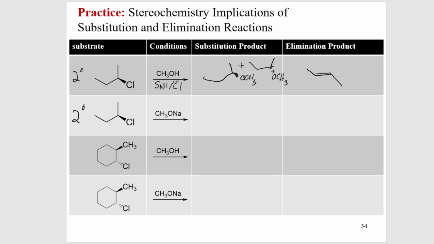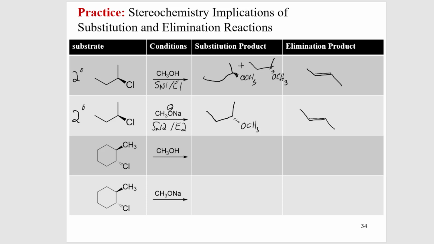In the second case, I have a secondary chloride. The conditions given are sodium methoxide. Now this is strong, so I'm going to consider SN2 and E2. Doing that, I get the substitution product of back OCH3 only, and the elimination product of trans 2-butene. Why am I going through this? Well, it'll become a little bit more evident in the next slide.